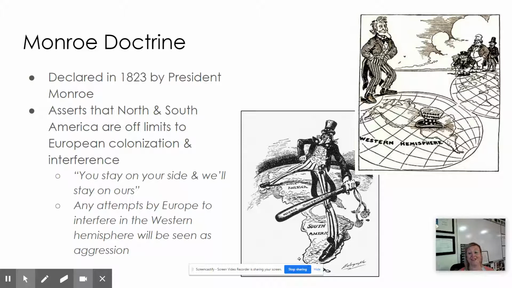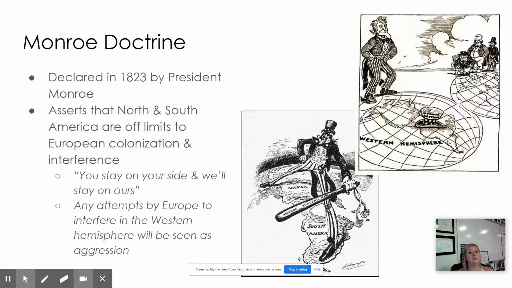It really is that philosophy of, hey, Europe, don't engage in North and South America. It's like there's a line in the sand almost. If you don't cross this line, we won't mess with your business. You don't mess with whatever happens over here. And this bullet point: any attempts by Europe to intervene in the Western Hemisphere are seen as aggression. Now, I want you to stop and think about that.